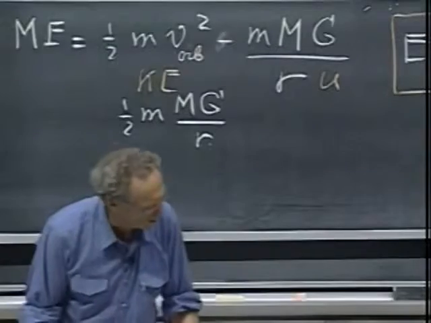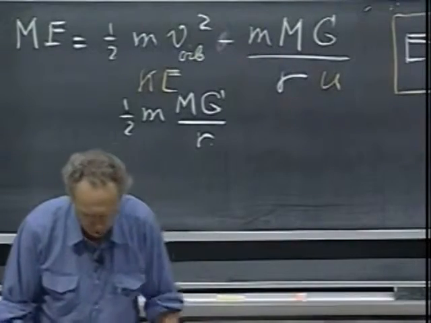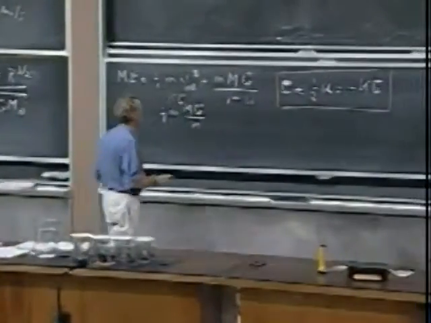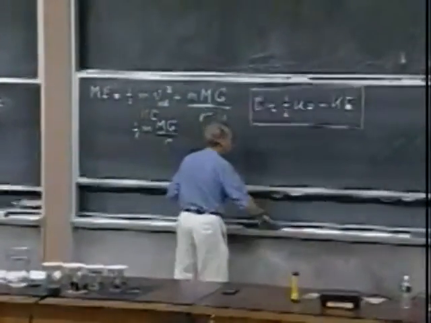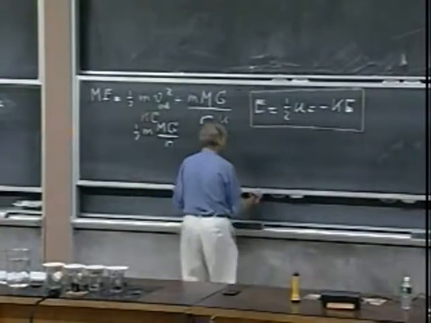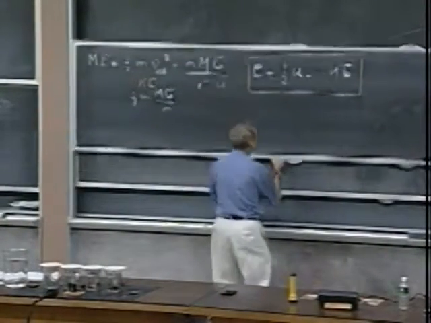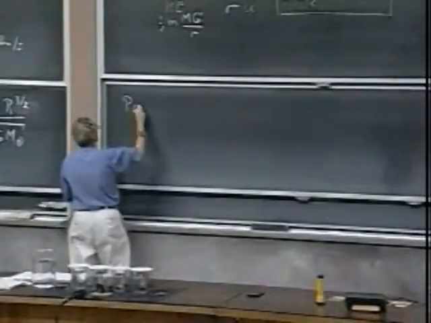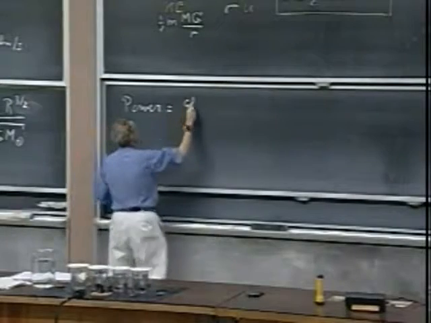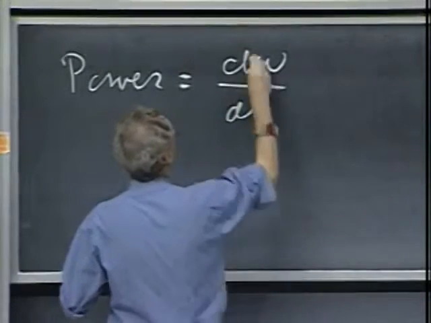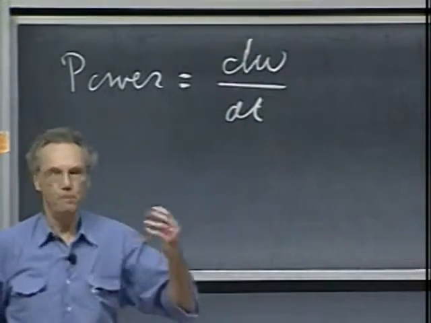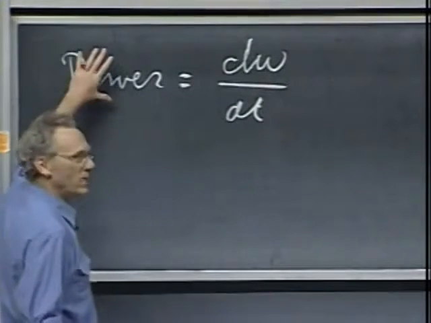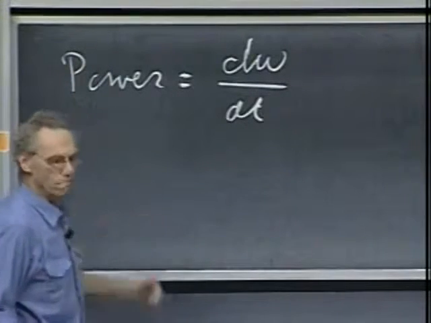I will not do that today, and so I will march on to a completely different topic, and that is the topic of power. So I will abandon for now the orbits entirely. What is power? Power is work that is done in a certain amount of time. The dW/dt, if W is the work, is the instantaneous power at time t.